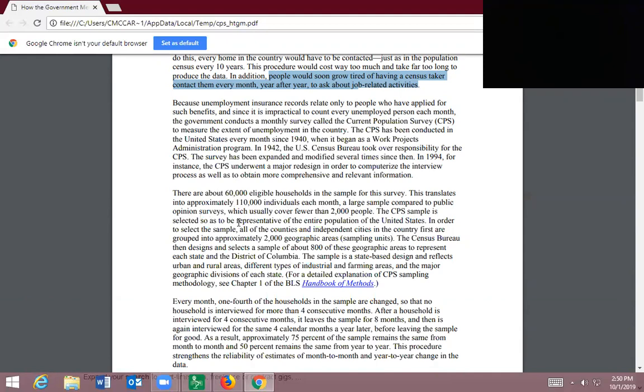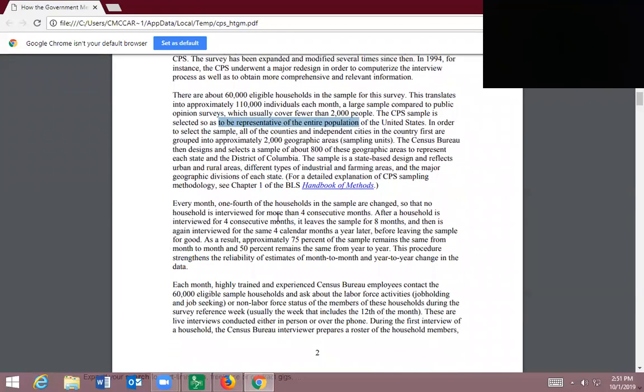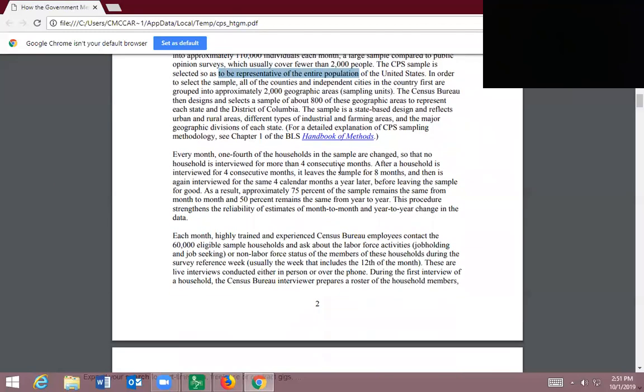So they select it so it's a representative sample of the entire population. First, each month, 1/4 of the households in the sample are changed, so no household is interviewed more than 4 consecutive months. After they're interviewed for 4 consecutive months, they leave the sample for 8 months, and then they're interviewed again for the same 4 months a year later before leaving the sample for good. That's kind of cool.